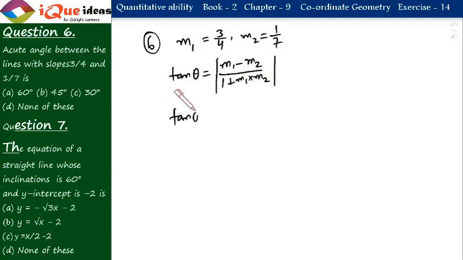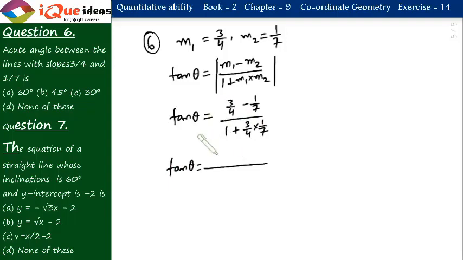This is the formula. And for acute angle, we have to take the positive value. So we take tan theta equal to (3 by 4 minus 1 by 7) whole divided by (1 plus 3 by 4 into 1 by 7). If you simplify, the LCM would be 4 into 7, that is 28, and 3 would be 21, and 7 would become 4. So 21 minus 4 upon 28, and in the denominator 1 plus 3 upon 28. So 28 gets cancelled, and we have 21 minus 4 is 17 upon 28, and in the denominator 28 plus 3, that is 31 upon 28.